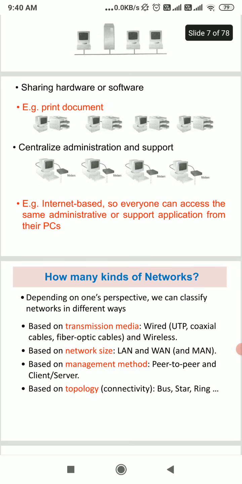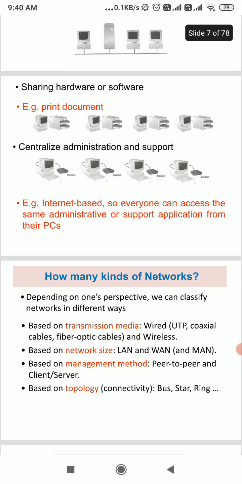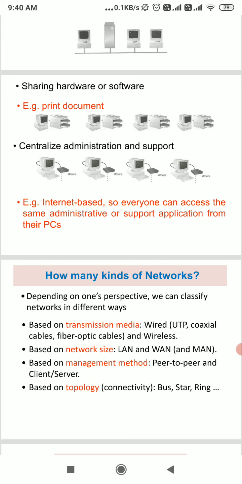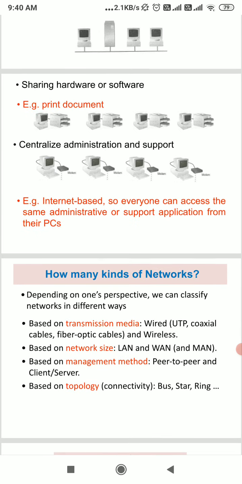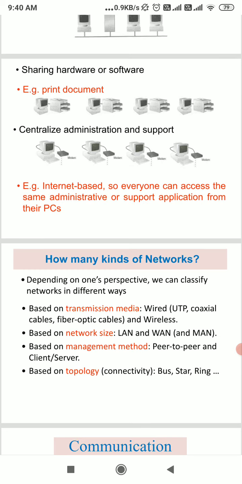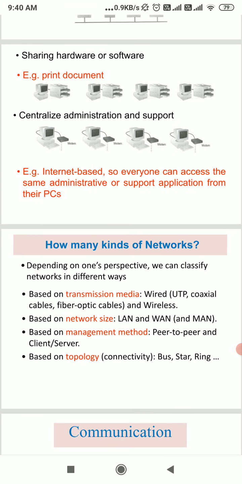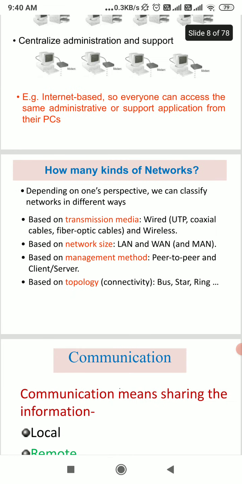They can use transmission media, they can use wired communication, or they can use unguided, that means wireless communication. So here we are saying when we are doing communication, how many kinds of network we will have. Depending on one's perspective, we can classify our network in different ways. You can see here, we can classify networks depending on the transmission media. It means what?